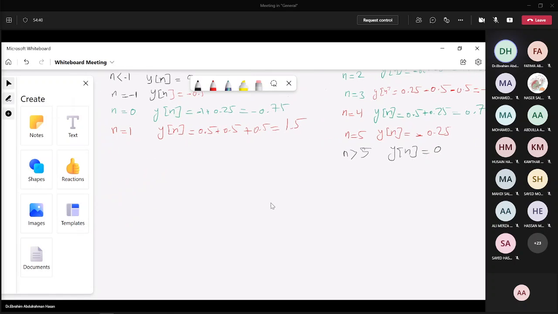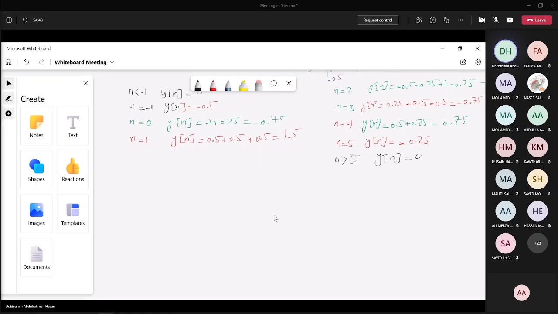What's left? Just write it: y of n equal to 0 for n less than minus 1. Then n equal to minus 1, it is equal to minus 0.5. n equal to 0, it is equal to minus 0.75.